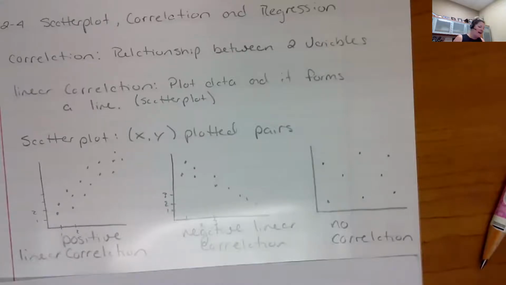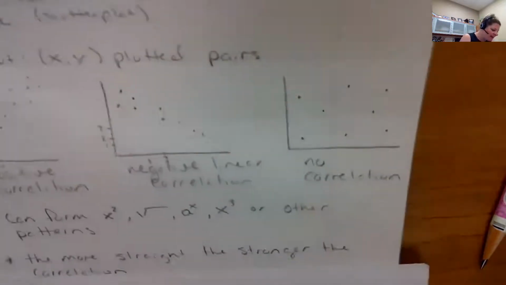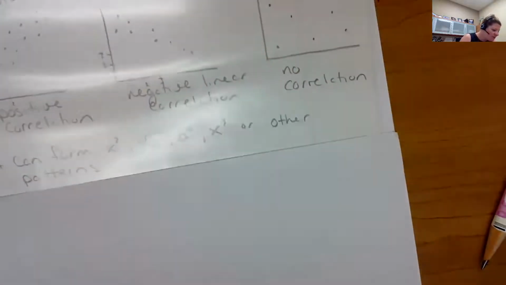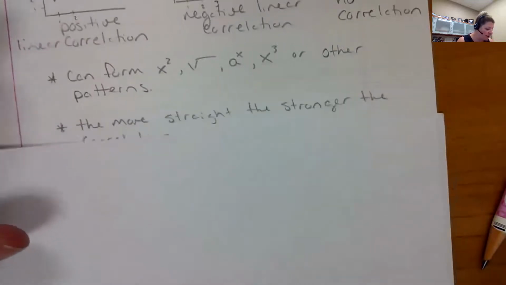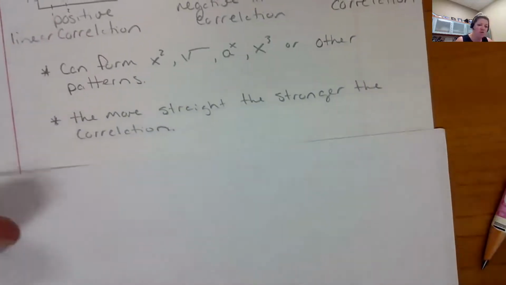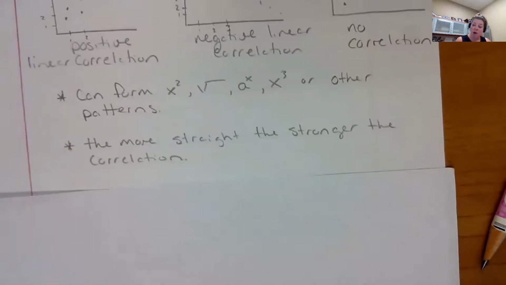All right, so we have actual numbers that we're going to use to find whether something is really related as well. Let's look at that in a second. These can form other patterns, but we're focusing on the linear when we talk about linear correlation. The more straight the line is, the stronger the correlation is. If it's a little more spread out, it might have a relationship, but not a strong one. And if it's everywhere, then we say no correlation.